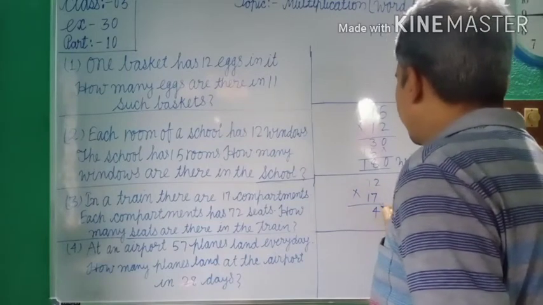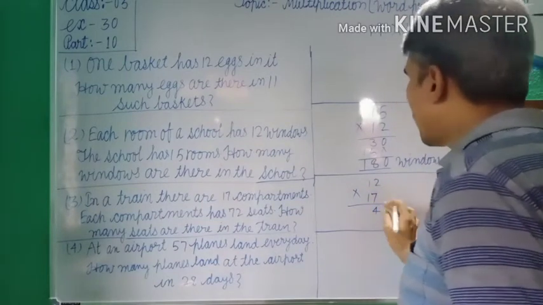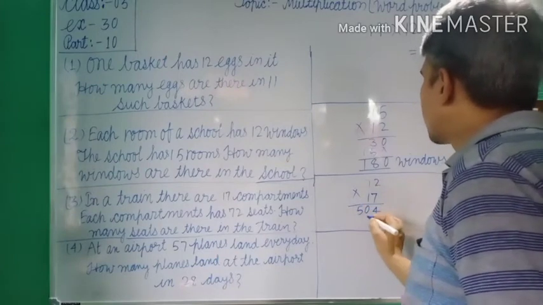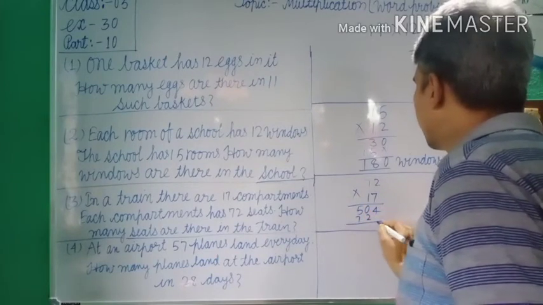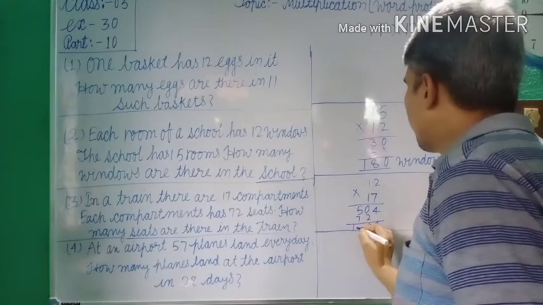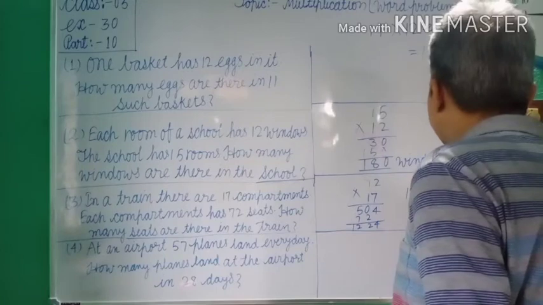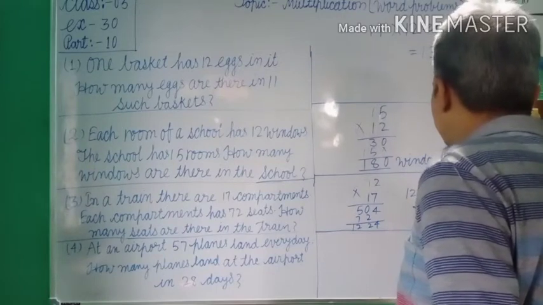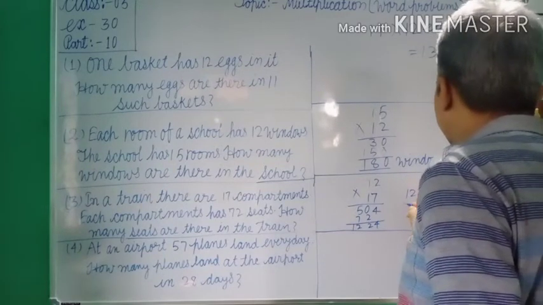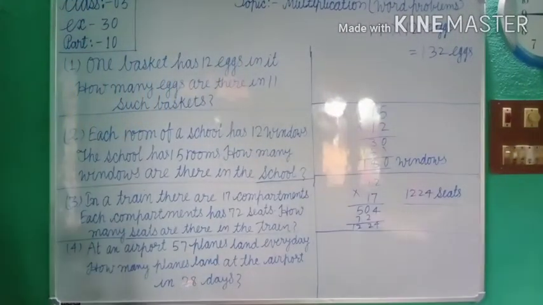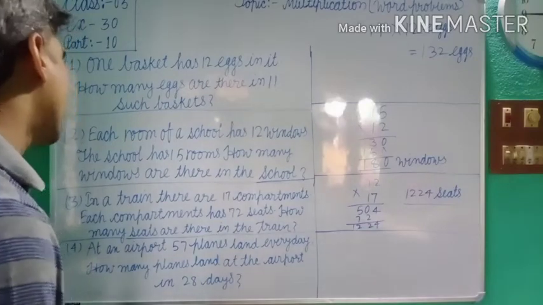7 times 2 is 14. So 1224 seats in the train. In this way you find the answer. How many seats in the train? 1224 seats in the train.